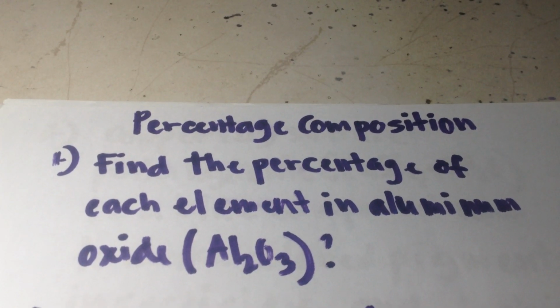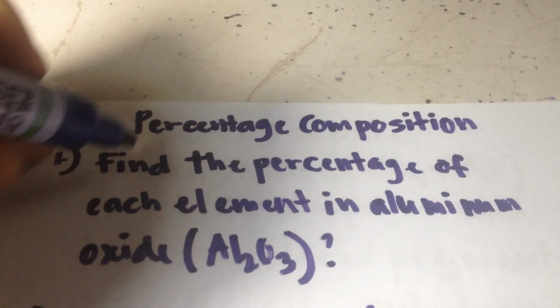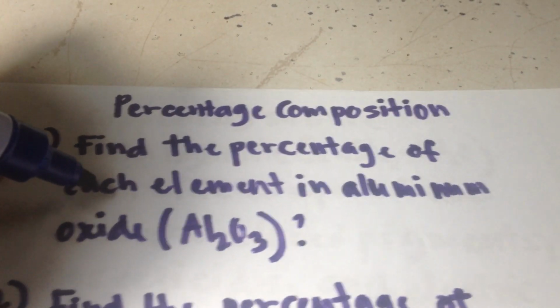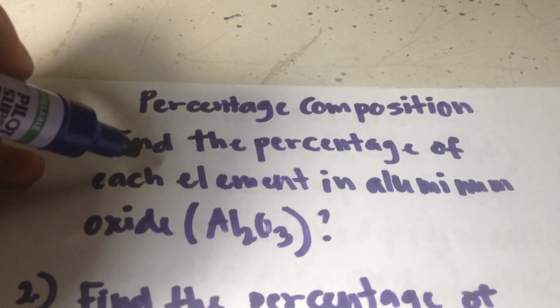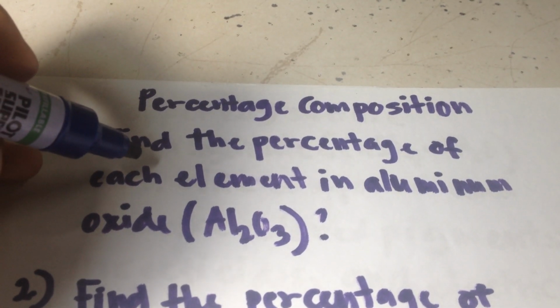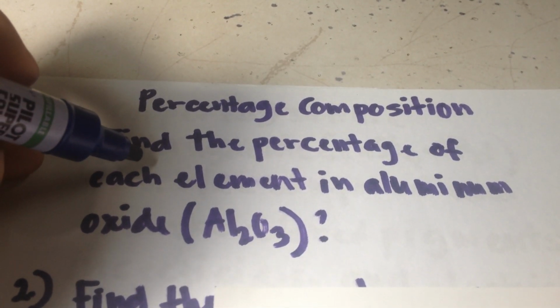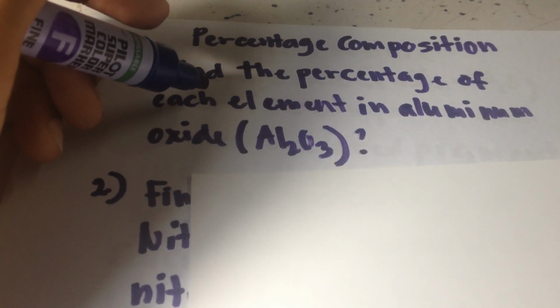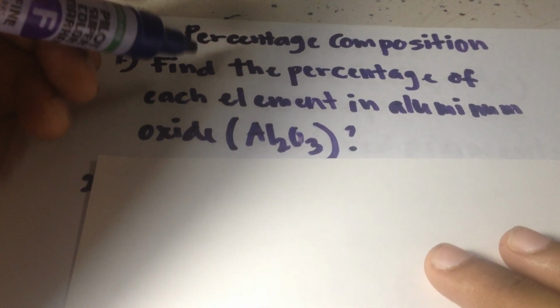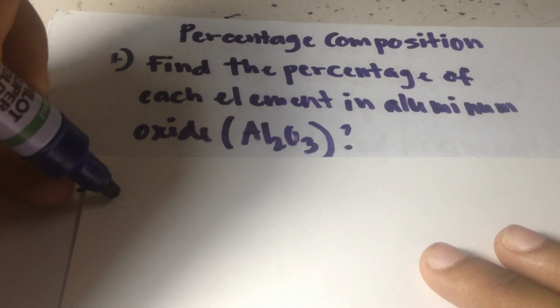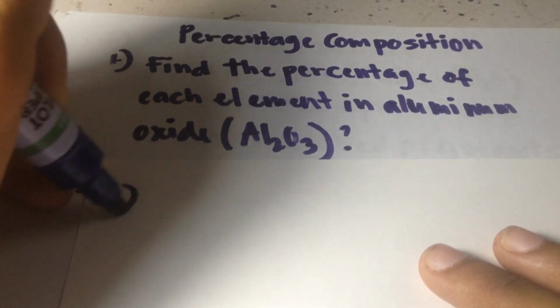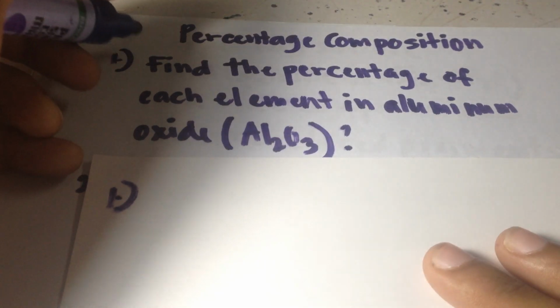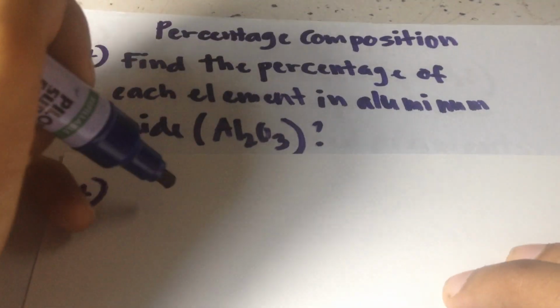So this is the problem of composition. Find the percentage of each element in aluminum oxide. So first thing we need to do is calculate first the formula mass of aluminum oxide. In number 1, we need to calculate first the formula mass.